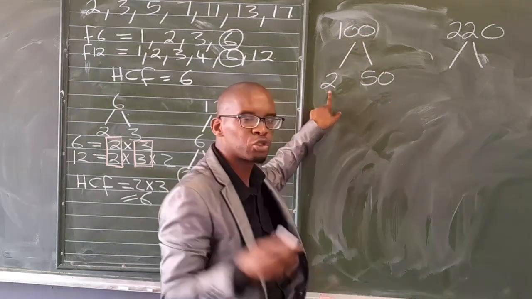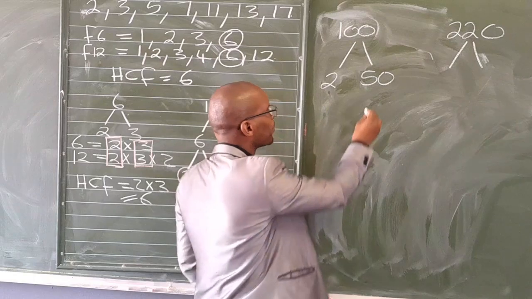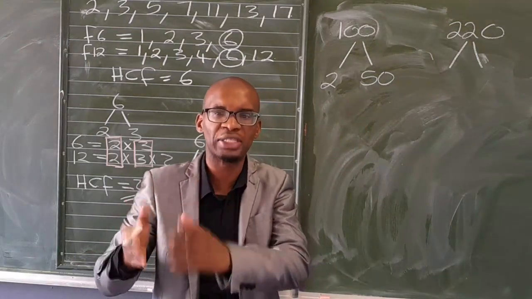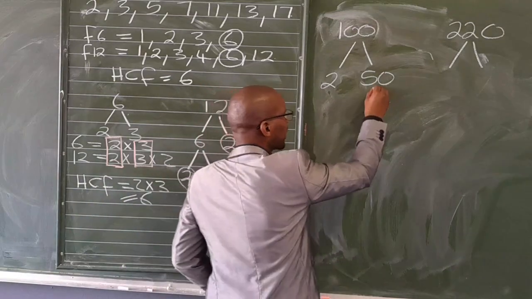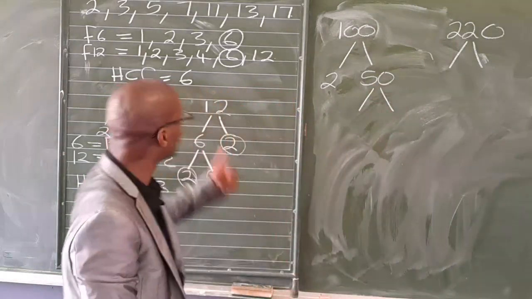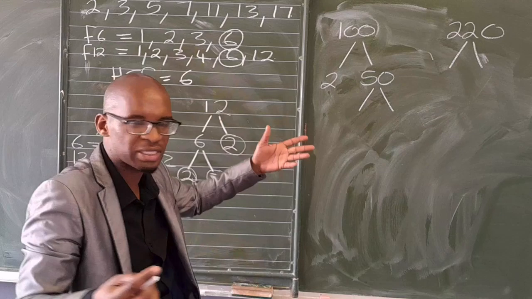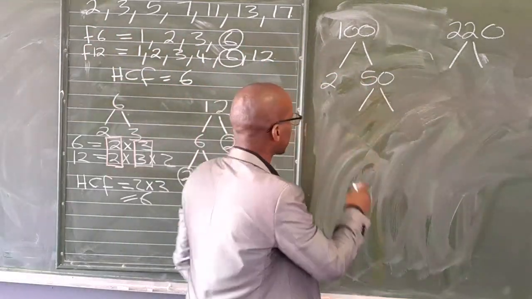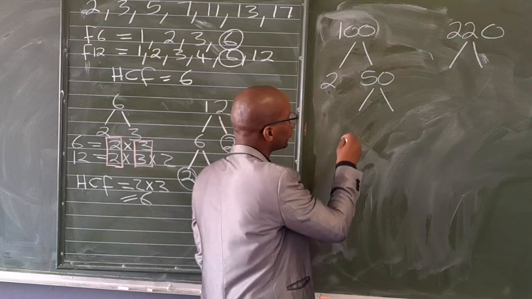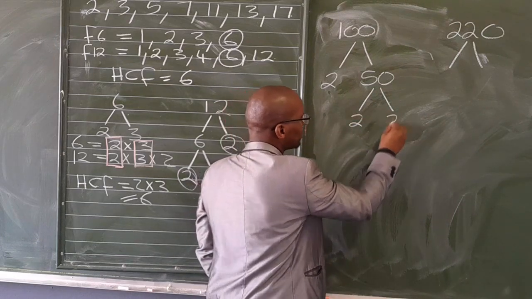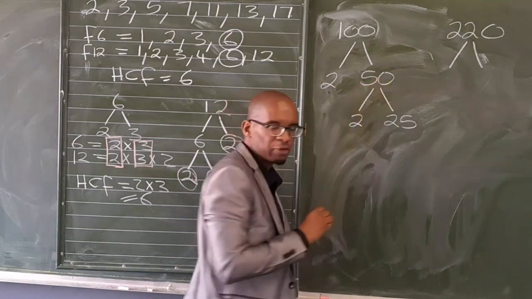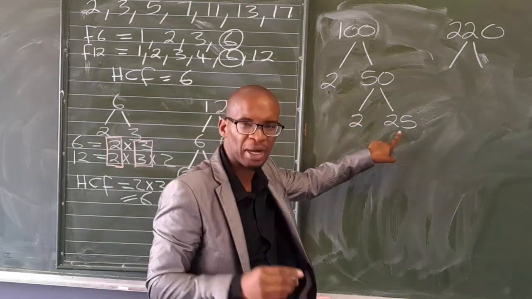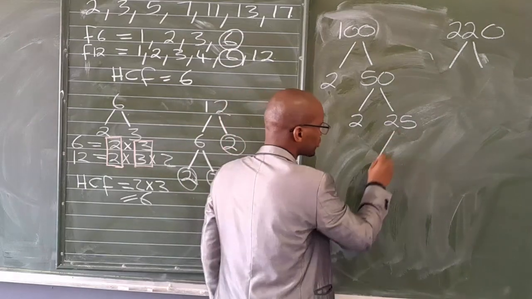I can see that 2 is a prime number, so I leave it. I break up 50 because 50 is not a prime number because it has more than just 2 factors. So now I break up the number 50, and again going back to my prime numbers, I can ask myself which number multiplied by 2 will give me 50. So I can notice that it would be 2 multiplied by 25 would give me 50. 2 is a prime number, but 25 is not a prime number, so I need to break that up.